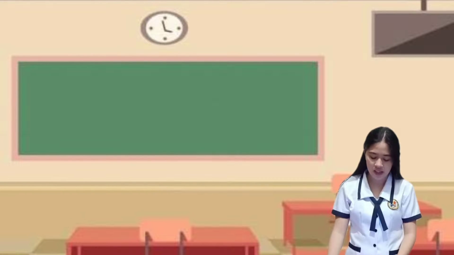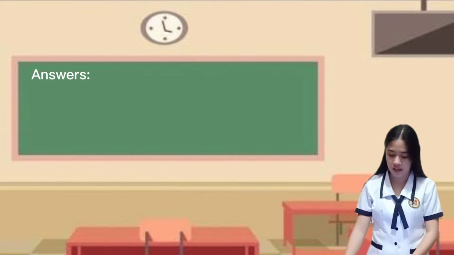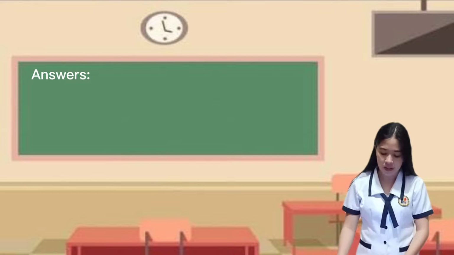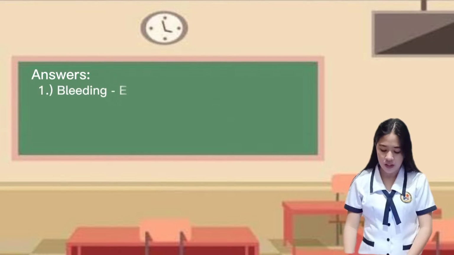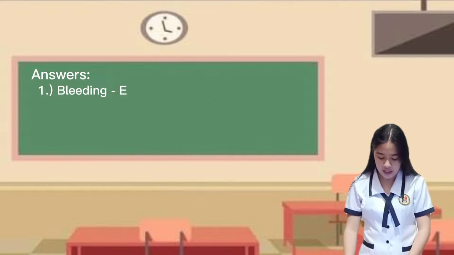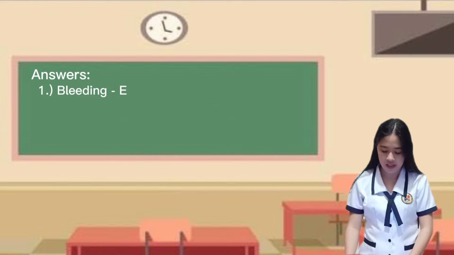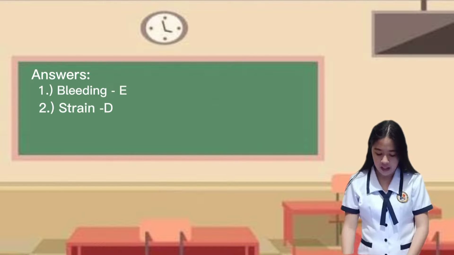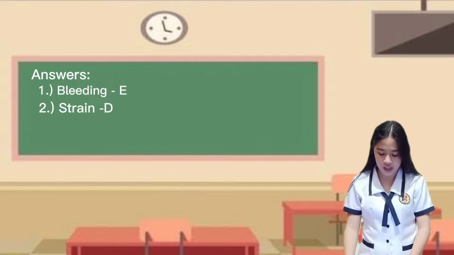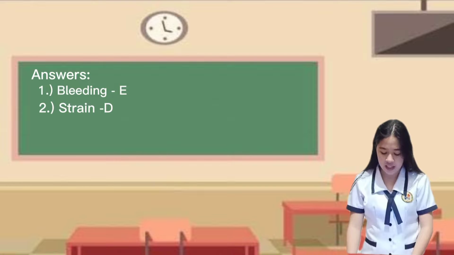Time's up, class. Number 1. What is it? Yes, it is bleeding. Bleeding is the loss of blood. Number 2 is strain. It occurs when a muscle is stretched beyond its normal range of motion, resulting in a tear.